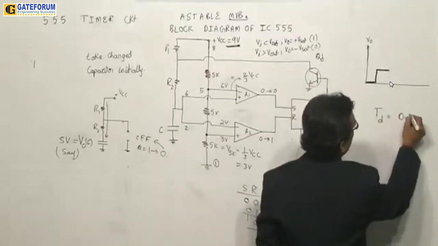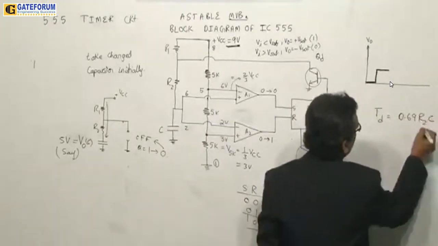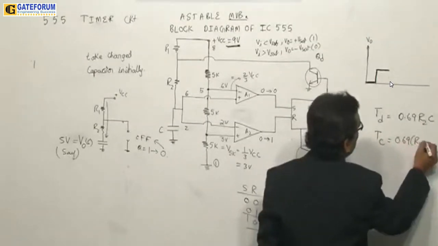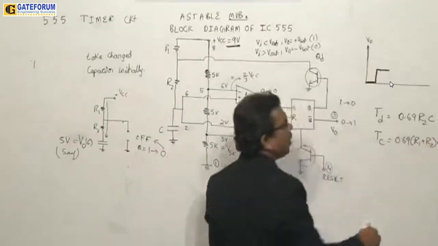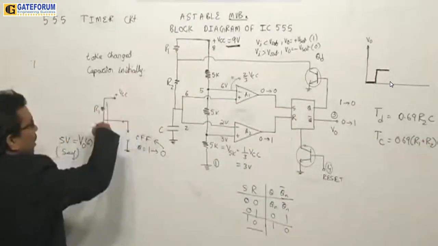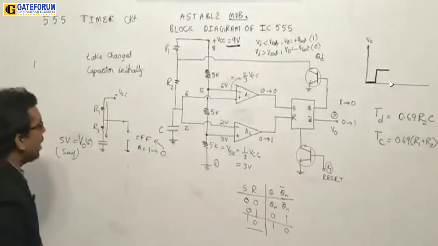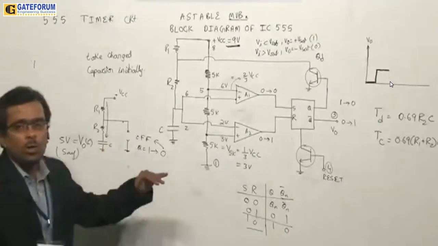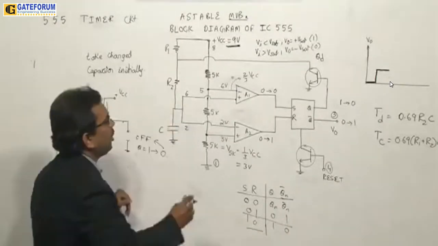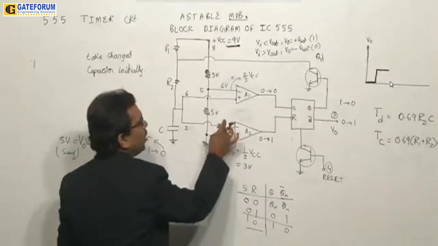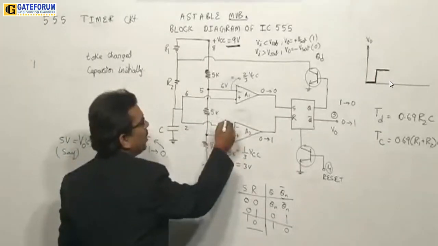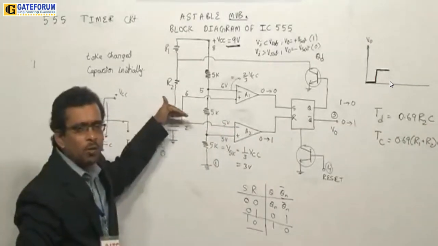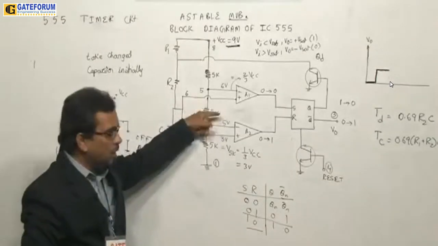When it is discharging, the time period will be 0.69 R2C. And when it is charging, it is 0.69 (R1 plus R2)C, because two resistors are working while charging. So it works like this; it is charging in this manner. Now once again this voltage will go greater than this. Carefully see here: the input will go greater than this. So the capacitor once again charges, from 2 volts back to 3, 4, 5 like that.